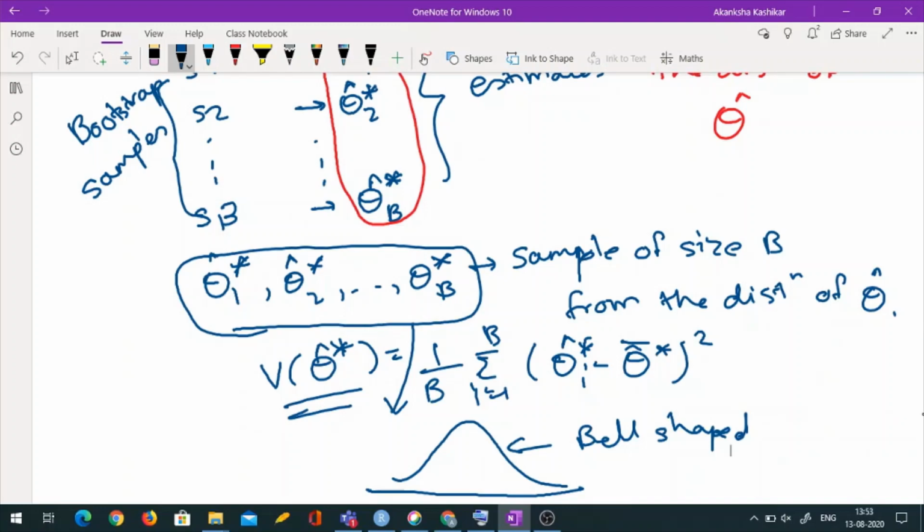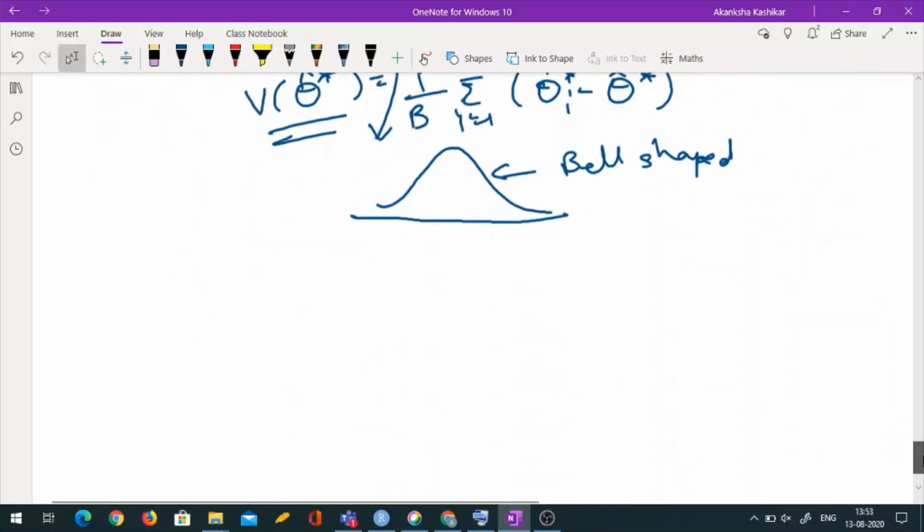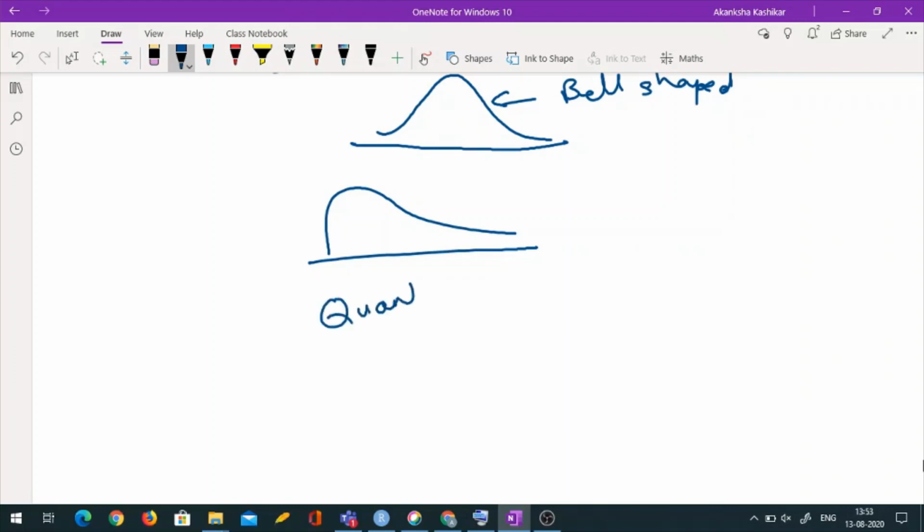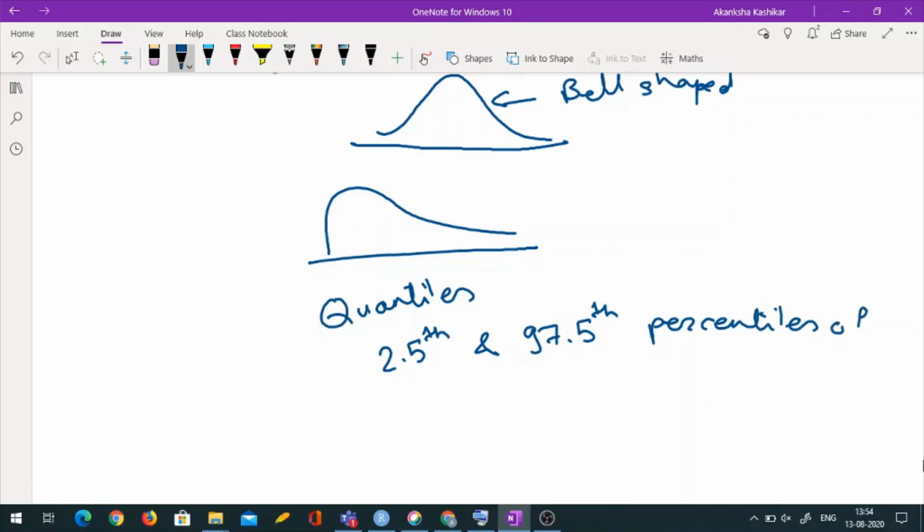But suppose I am not that lucky and the distribution is not bell shaped, I have maybe something like this, then what to do? I still want an interval estimate, but I have an easier way out. We can make use of what is known as quantiles. What I'll do is I'll compute say the 2.5th and 97.5th percentiles of this theta 1 hat star, theta 2 hat star and theta B hat star.